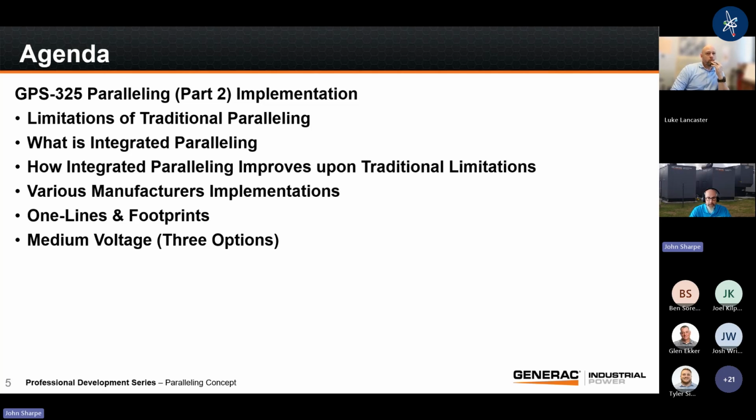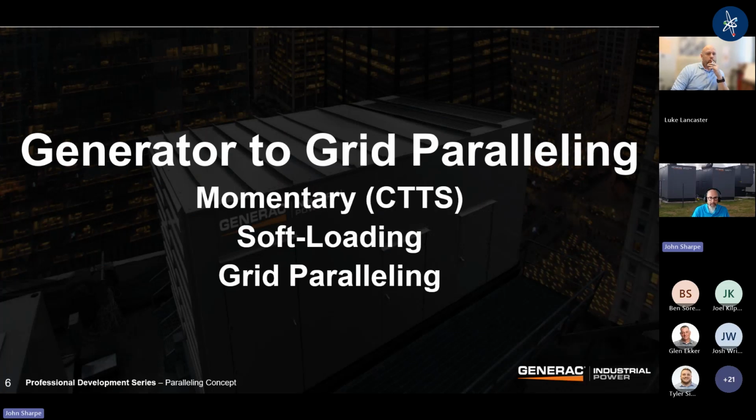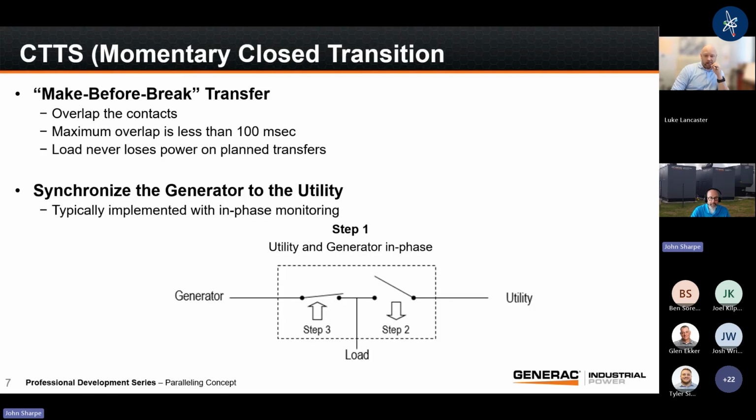Okay, so getting into generator to grid paralleling, we're going to talk about three different methods here. I'm going to talk about momentary paralleling, that's closed transition transfer switches, soft loading, and long-term grid paralleling. Most of you would know this, right? In a typical transfer switch, we talk about transitioning between the generator and the utility. We talk about what's done as an open transition transfer switch. That is when we have a break before make. We are going to separate ourselves from one source before we transition to another source.